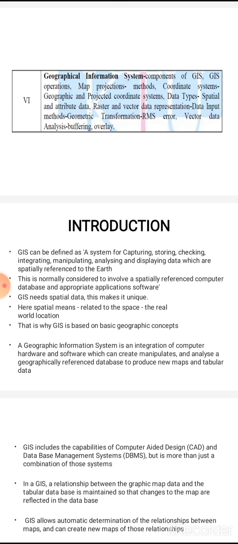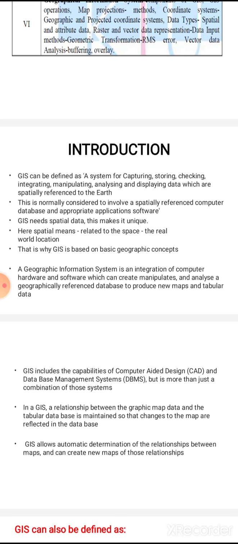GIS needs spatial data. I already told you, it makes it unique. Here spatial means something which is related to space. That means the real world location. This is why GIS is based on basic geographic concepts. Okay. A geographic information system is an integration of computer hardware and software which can create, manipulate and analyze a geographically referenced database to produce new maps and tabular data. I already explained to you. So this is another form of definition of GIS.